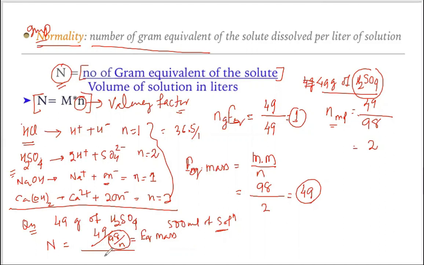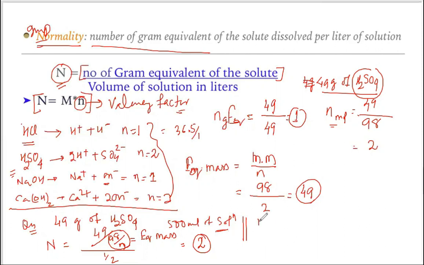Volume of solution in liters is 500 by 1000, so that is 1 by 2. The numerator is 49 divided by 49, which is 1. So 1 divided by 1 by 2 will be 2. So normality is 2.